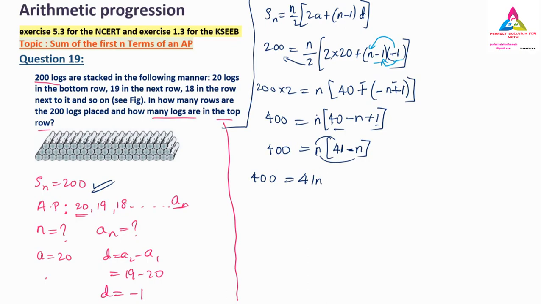So now the calculation: 400 I kept as it is, that is equal to n into 41 is 41n, then n into n is nothing but minus n square. So now we will rearrange this. So what we got over here, that we will rearrange. So how to rearrange that?